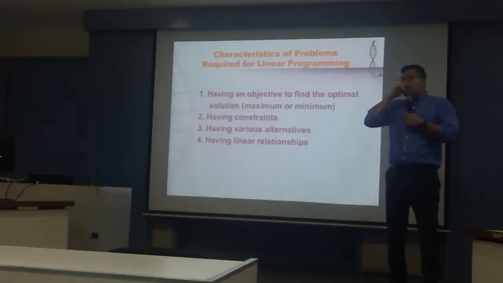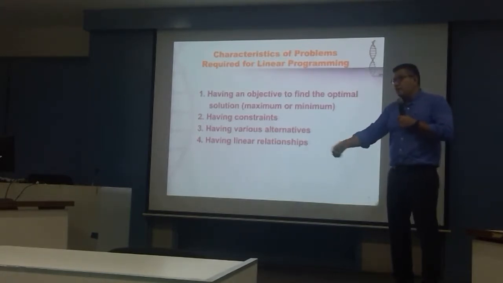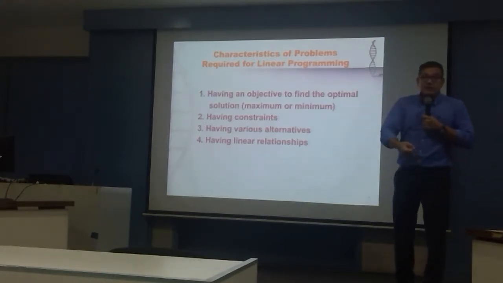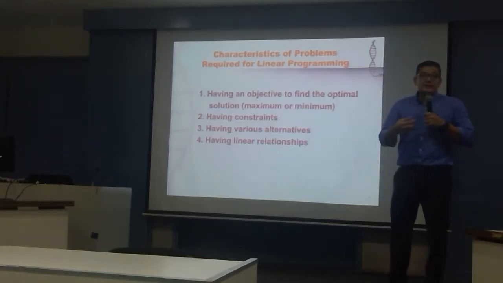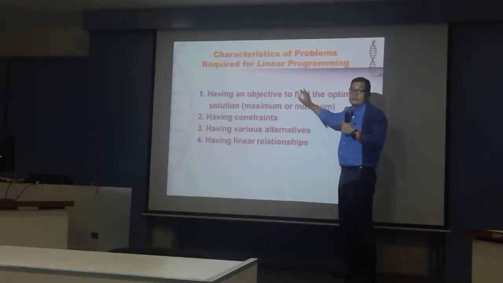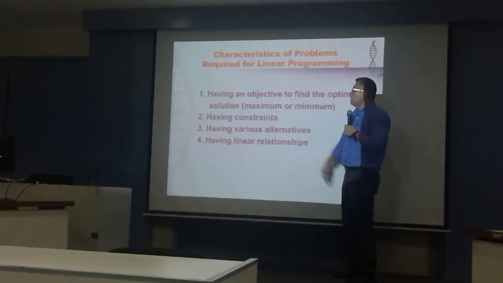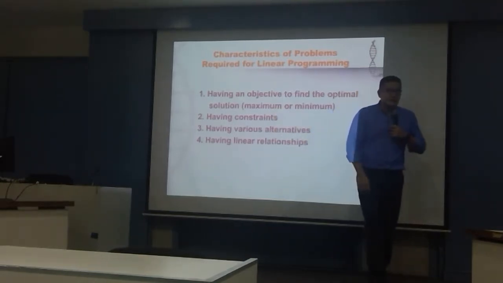The optimal solution means you want the maximum or the minimum value. You want the maximum profit, you want the minimum total cost, you want the minimum total time, something like that. If you have an objective like this, you can think about linear programming as the tool to solve it. The second one is about the constraint, right, the constraint.